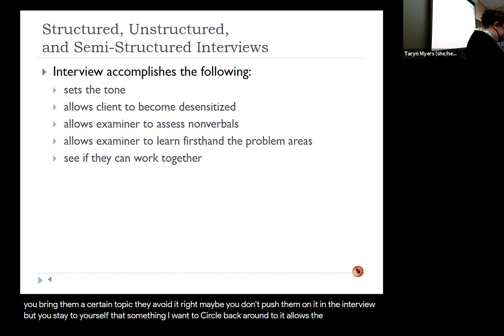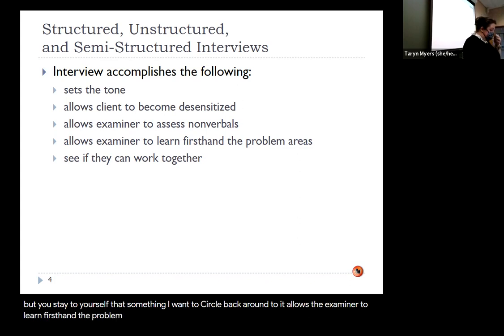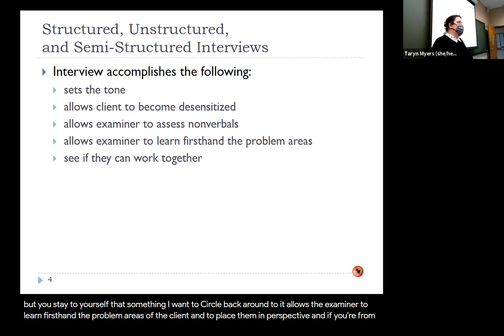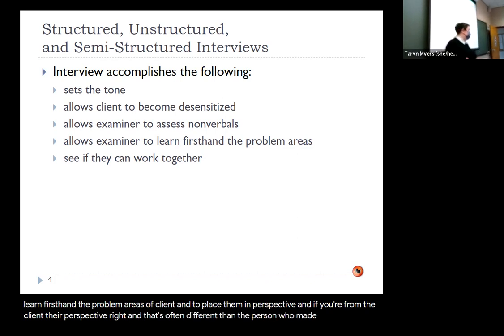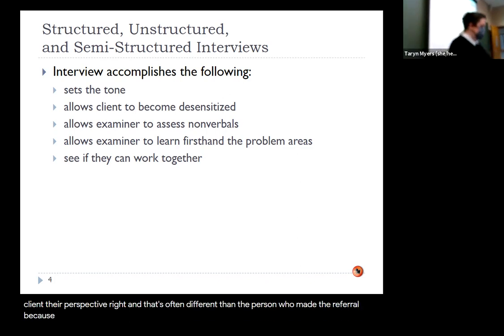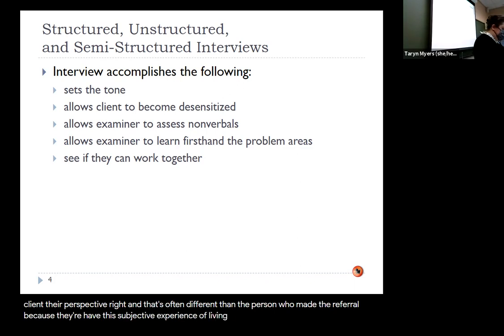It allows the examiner to learn firsthand the problem areas of the client and to place them in perspective, and to hear from the client their perspective, right? And that's often different than the person who made the referral, right? Because they have this subjective experience of living in it.